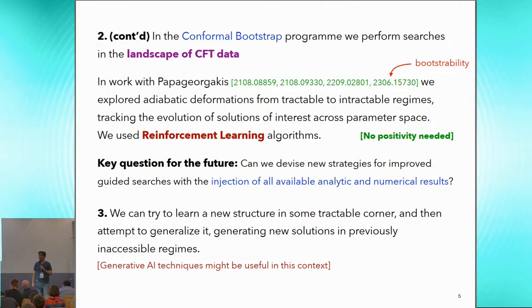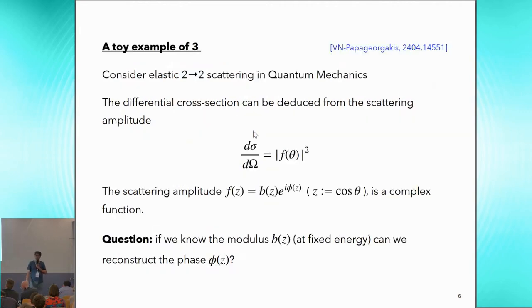So in the rest of this talk, I want to stay with this third point, and I want to give you a very specific example, or one particular example, of how one could explore this in a very specific, simple problem. So let me first explain this toy problem. This is based on recent work with Kostis Papageorgakis that was recently posted on the arXiv. So I will phrase it in the language of quantum mechanics.